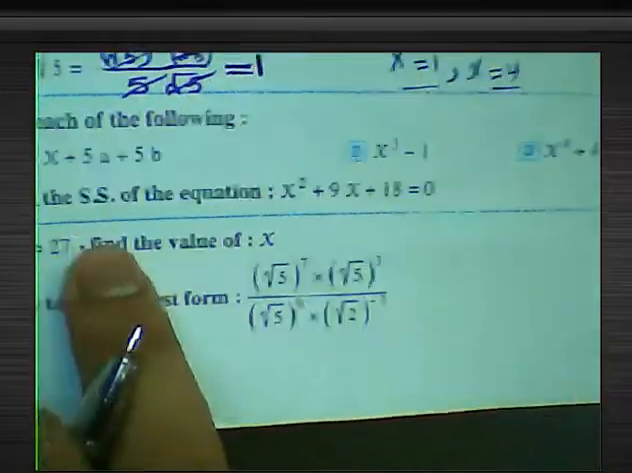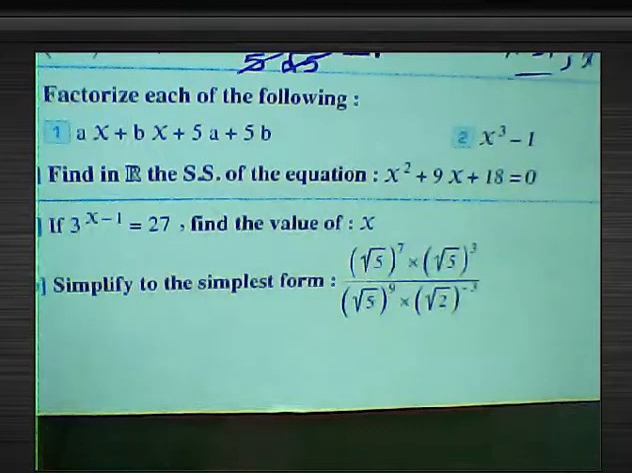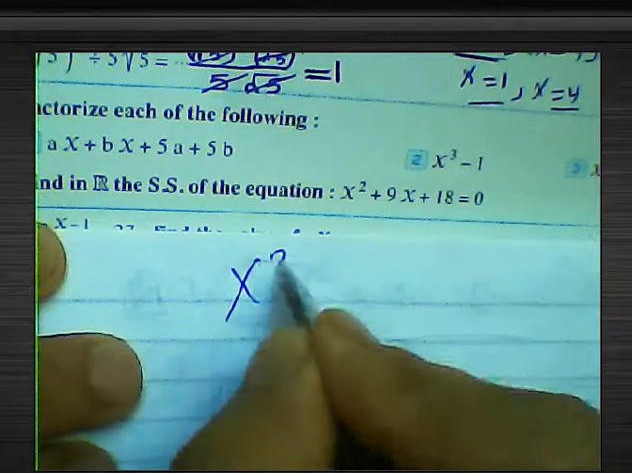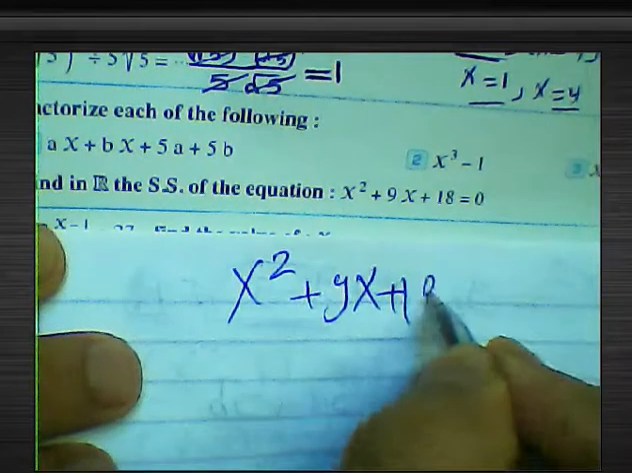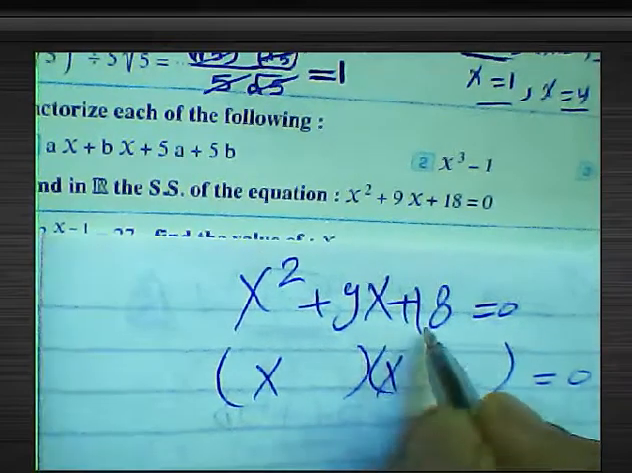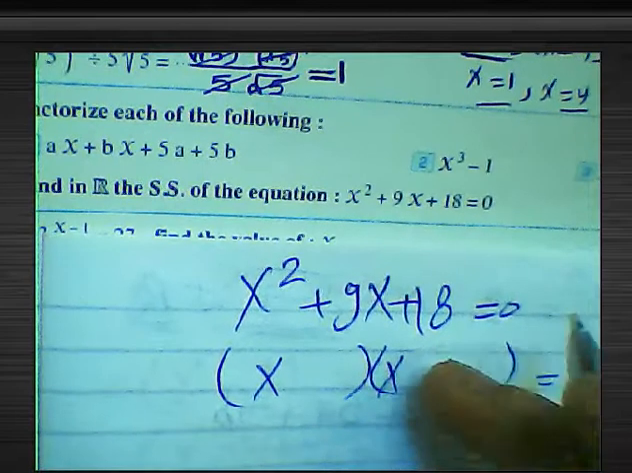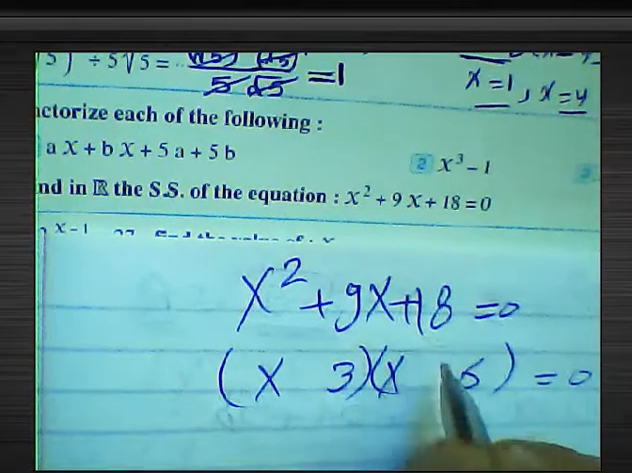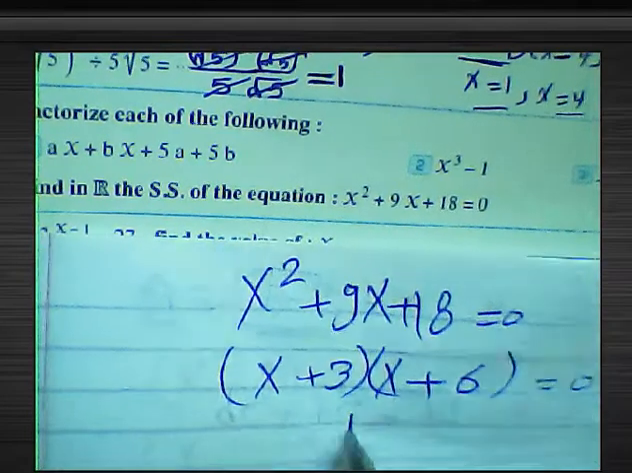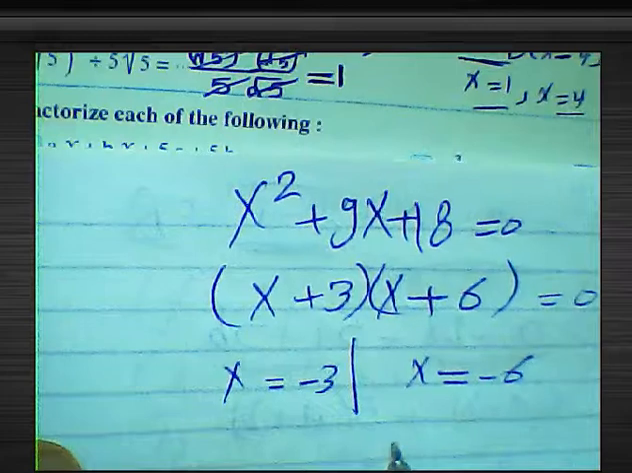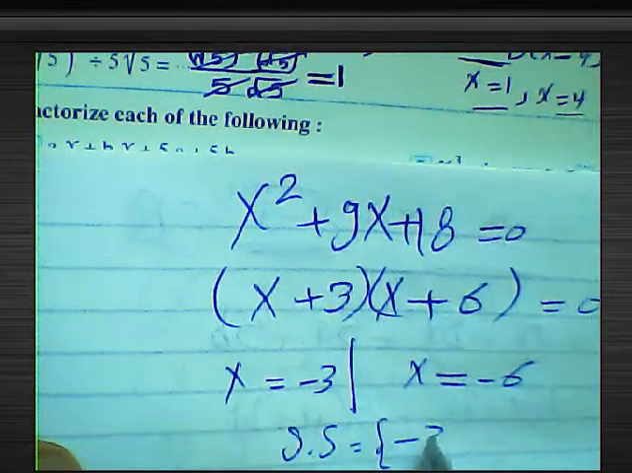Okay, and what about find the solution set of the equation x power 2 plus 9x plus 18 equals 0. We can factorize it. x multiply x, we want to find two numbers whose multiplication is 18, and if we add them equal 9, we have 3 times 6. 3 times 6 equal 18, positive and positive, and we can find the result here. x equal negative 3 and x equal negative 6. So the solution set in R equal negative 3 and negative 6.